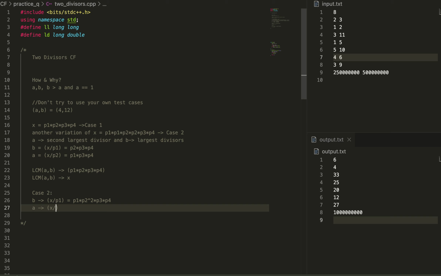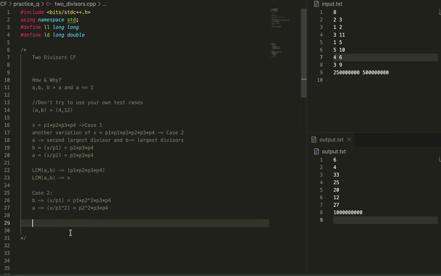We are certain that p2 is greater than p1. So if we multiply p1 by p2, that's very basic maths, we are going to get a large number compared to p1 times p1. So if you want the next smallest prime number by which we have to divide x so that we can get the second largest divisor, we need to divide it by p1 square. This is the smallest value. When we do that, we are going to get p2 square times p3 times p4.